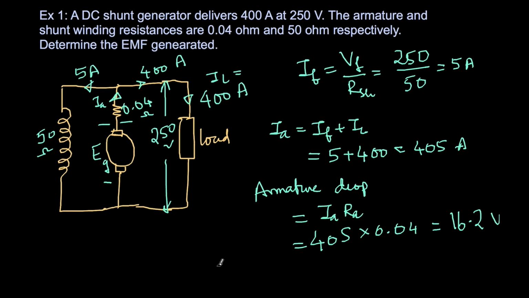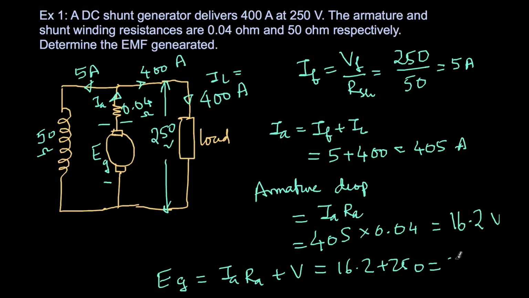This 16.2 volts, which is nothing but IARA, will get added to the EMF generated. Again, this is simple Kirchhoff's voltage law, plus V, where V is the output terminal voltage. Therefore I get 16.2 plus 250, so I get 266.2 volts. This is the voltage generated by the generator. So this completes the first example.